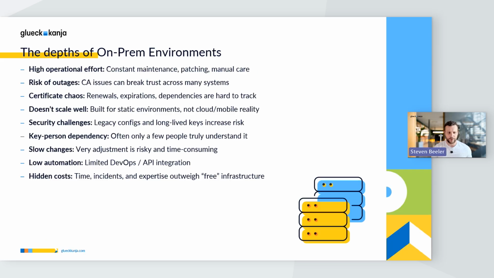So having your own on-prem environment has a lot of drawbacks. It's a high operational effort. You need to constantly maintain and patch your servers. You need to lifecycle the hardware. You have the risk of outages. If you have any issues with your CA, this may break the trust across many systems in your environment. And of course, since the certificates are not automated, renewals and expirations need to be tracked. And this can also pose issues if you forget about renewing your certificates.